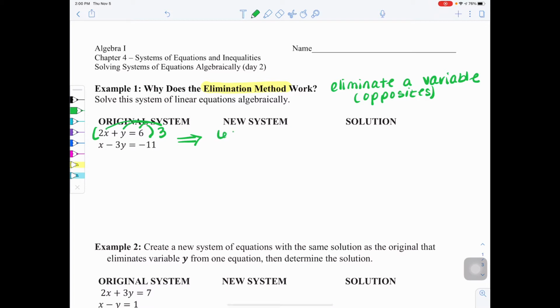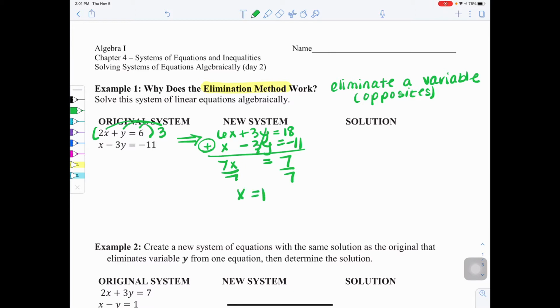We end up with 6x plus 3y equals 18, and we have the same second equation, x minus 3y equals negative 11, that we had before. We're now going to add those together, and 6x and x make 7x, the y's disappear, and I have 7. So you can see by doing that, we have eliminated the y's, and we now have one equation with one variable that we can easily solve by dividing by 7 and getting x equals 1.